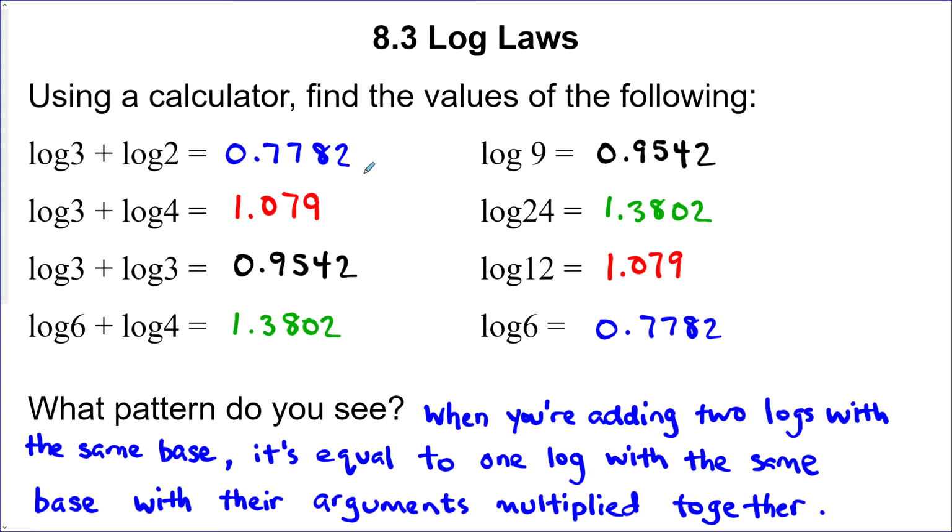I've color-coded the ones that are the same, and we can observe that when we're adding two logs that have the same base, they can be rewritten as one log with that same base, in this case base 10 for everything here, and the two arguments are multiplied together. So 2 times 3 is 6, and this one here, 3 times 4 is 12. Now this is probably pretty helpful because this is a lot simpler than this.